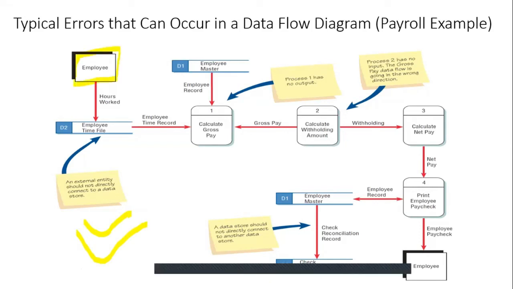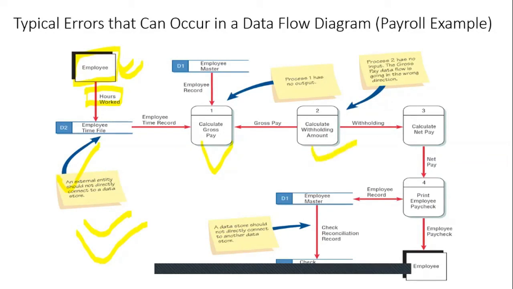So here we can see that the external entity is connected with the data store directly. That means an employee can write or read this data store without any process, which is not possible. So there should be a process with the help of which an employee can read or write the data. Then we can see that this process does not have any outflow, which is wrong. This process has no input.